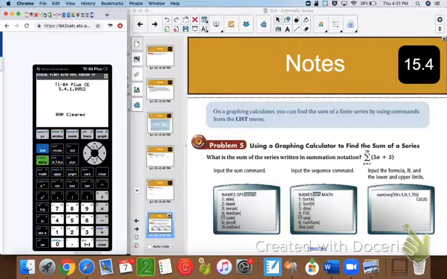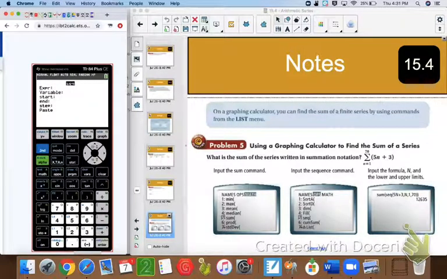Okay, so you're going to go to your list, which is the second stat button right here. So second stat. Okay, and then you need to go over to math. So tab over, go down to sum. Okay, and then choose sequence again, so go to the same place, except this time over to ops, operations, go down to sequence, because you're going to add up a sequence. And that gives us a series.